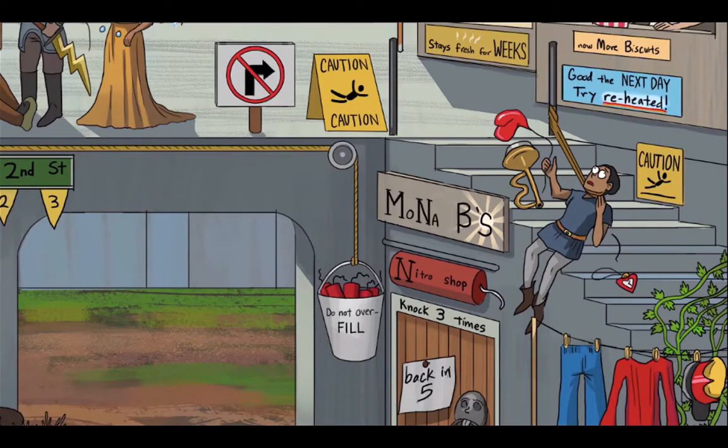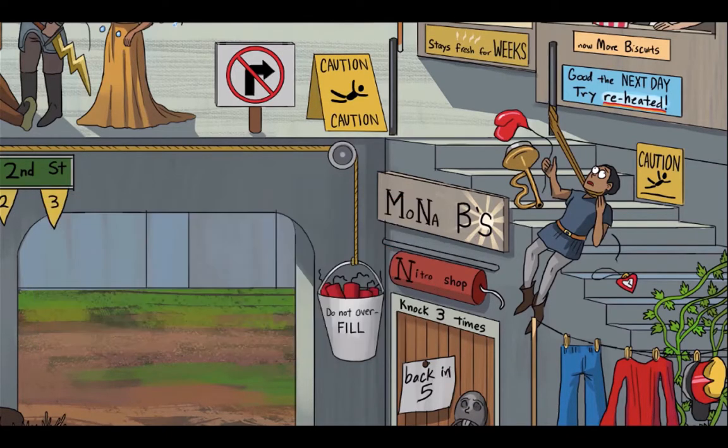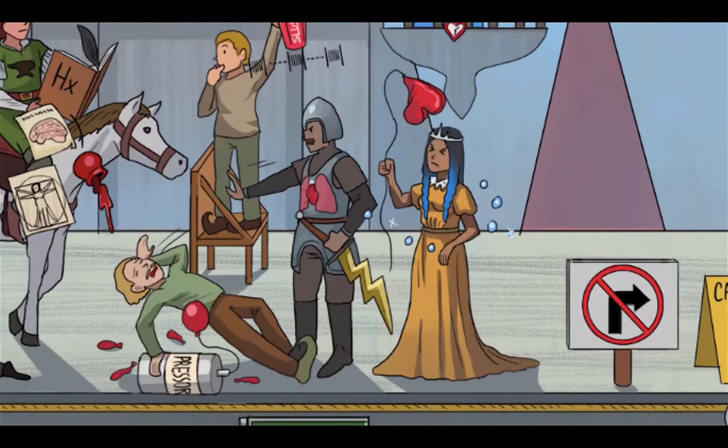And finally, check out that intense S explosion at the end of Mona B's. That's S for high intensity statins. As soon as the diagnosis of ACS is made, give a high intensity statin like 80 milligrams of atorvastatin. Before getting into the definitive treatment of MI, let's cover a few scenarios that require extra intervention.